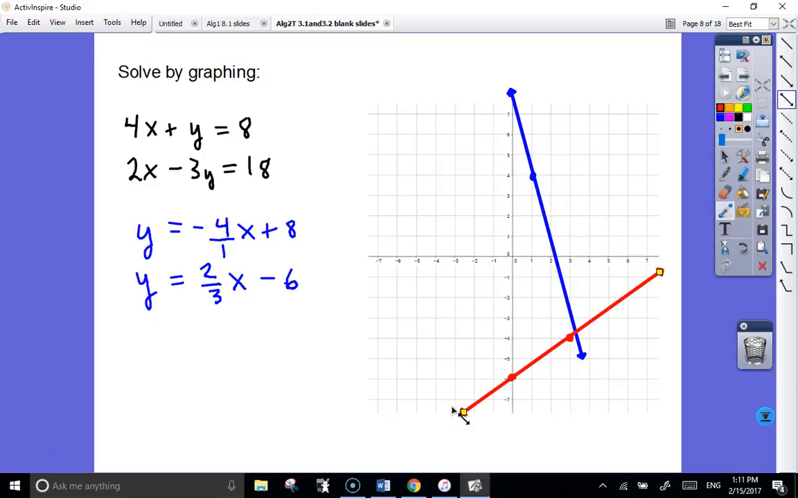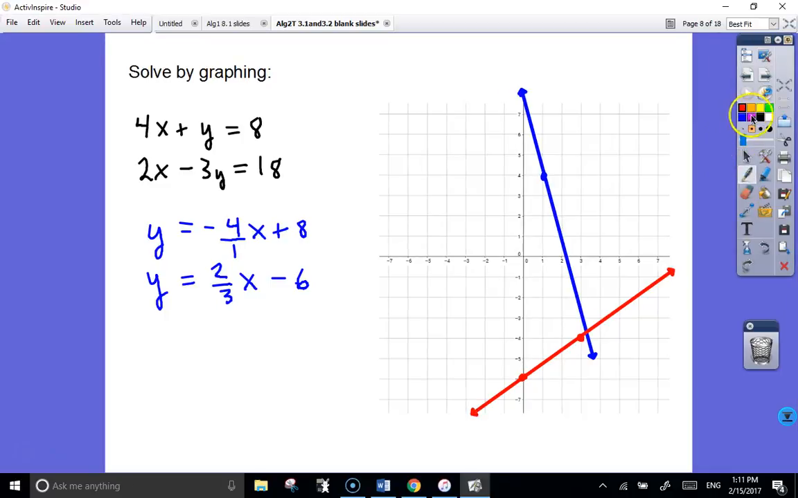Okay, so do we see a solution? Remember, what are you looking for in a solution? The intersection point. So do you see an intersection point? I mean, yes, you do. You see an intersection point right there. Okay, so then you've got to estimate what are the coordinates of that point.